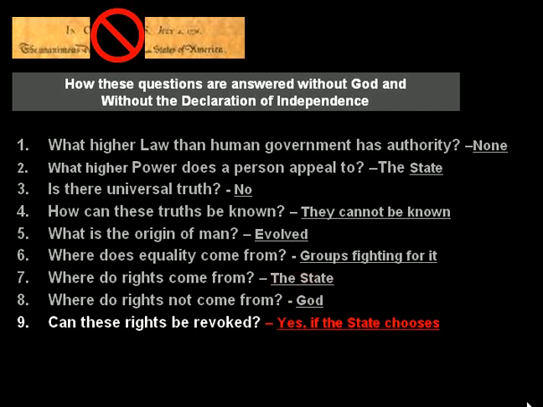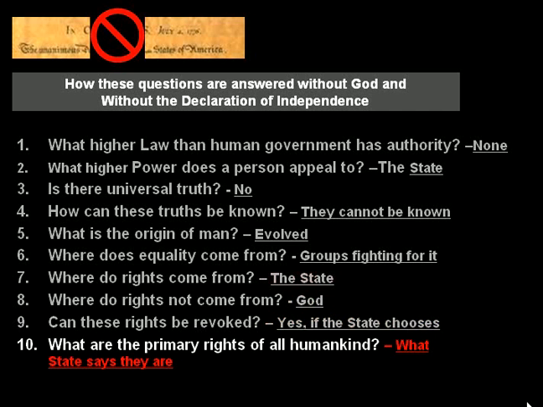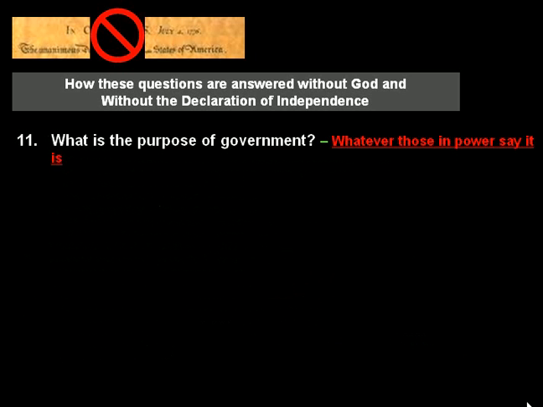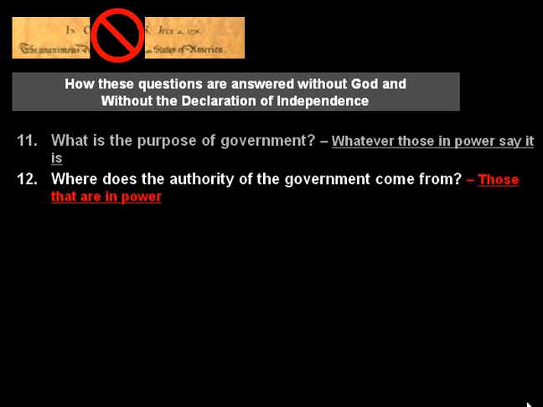Can these rights be revoked? Yes, if the state chooses. What are the primary rights of all humankind? Well, whatever the state says they are. What's the purpose of government? Whatever those in power say it is. Where does the authority of government come from? Those that are in power.